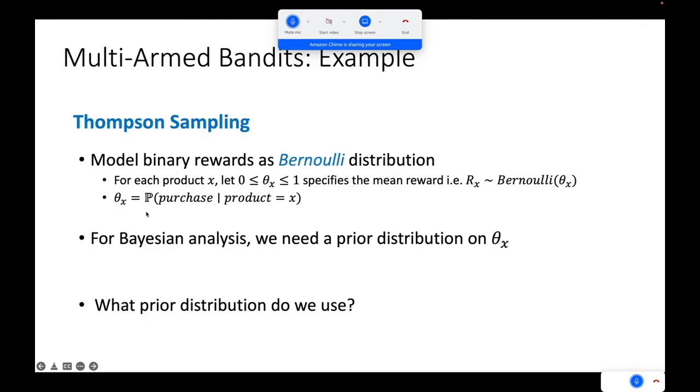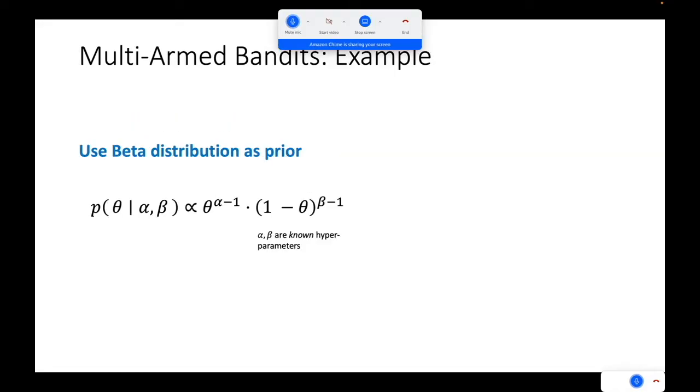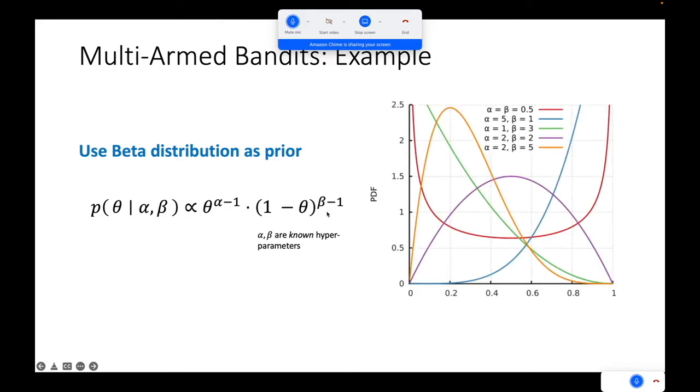Now, for Bayesian analysis, we would need a prior distribution on this parameter. So what sort of prior distribution do we use here? As it turns out, we would use a beta distribution as prior, which has this form. It has a term theta and 1 minus theta with some hyperparameters, alpha and beta. Depending on the values of alpha and beta, you can have different shapes of the beta distribution.